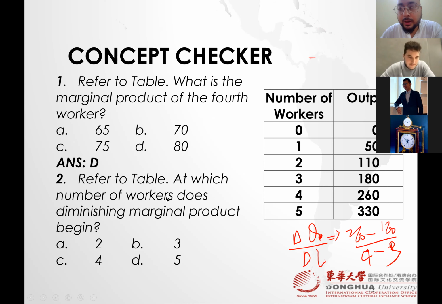At which number of workers does diminishing marginal product begin? Do you understand the question or should I repeat it? At which number of workers does diminishing marginal product begin? What is diminishing marginal product? That if you employ a new worker, it is contributing less than the previous one. If it is contributing more, that is not diminishing marginal return. So for this one, you need to calculate all the marginal products till 5.